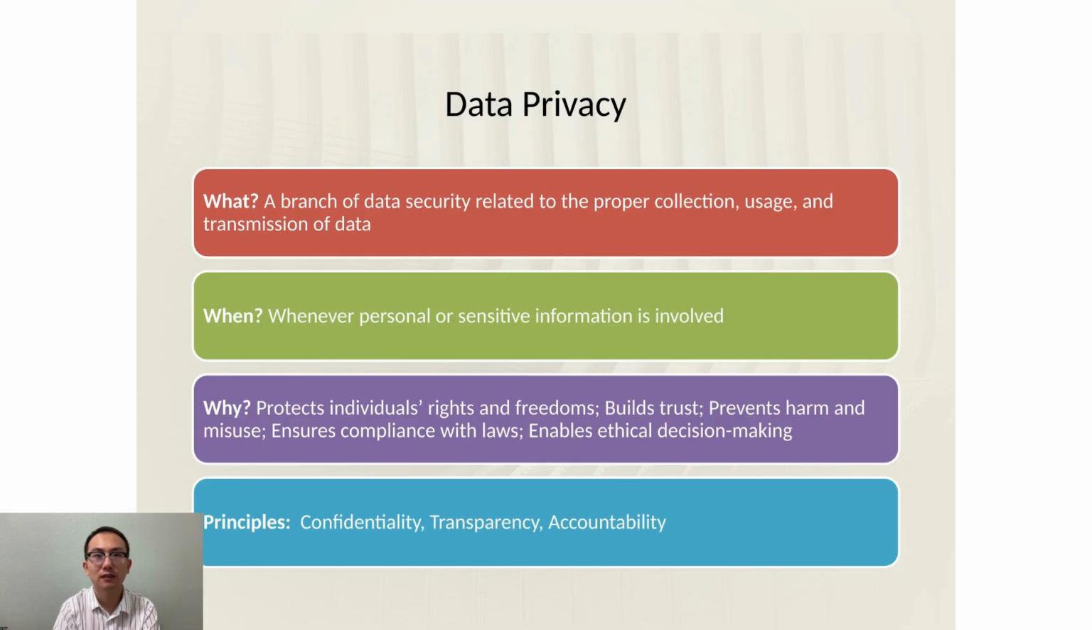Why data privacy? Because it protects individuals' rights and freedoms. It builds trust. When people know their information is safe, they're more willing to share it. It prevents serious risks like identity theft, fraud, or discrimination. It keeps us compliant with laws like GDPR, HIPAA, and FERPA, and it supports ethical decision-making in fields like research, education, and marketing. Data privacy concerns are typically about three things: how data is legally collected and stored, whether it's shared with third parties, and whether it meets legal and ethical standards.